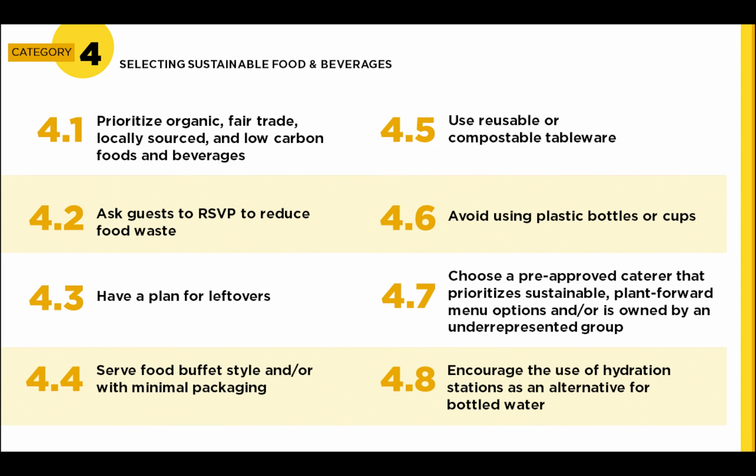4.7 is choosing a pre-approved caterer that prioritizes sustainable plant-forward menu options and/or is owned by an underrepresented group. The university currently has contracts with certain caterers that are pre-approved to service the campus. All of these caterers should be able to provide vegetarian and vegan options, and we encourage you to always include these plant-forward options in your offerings.